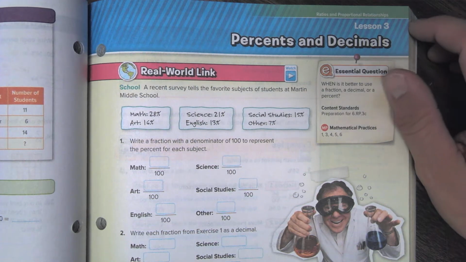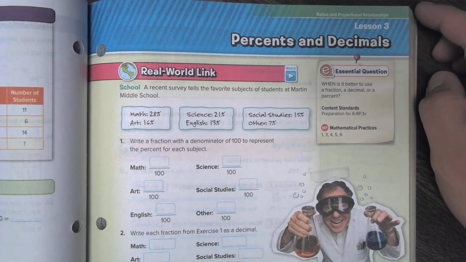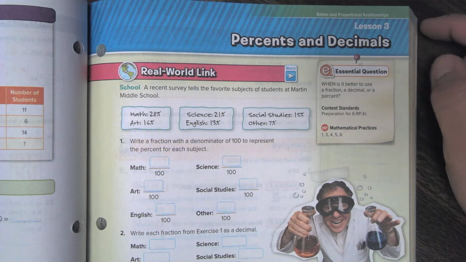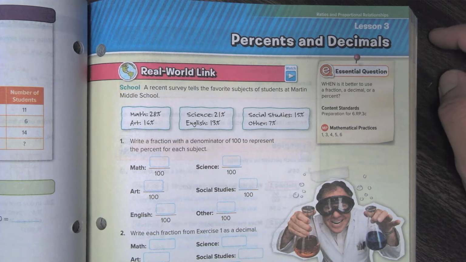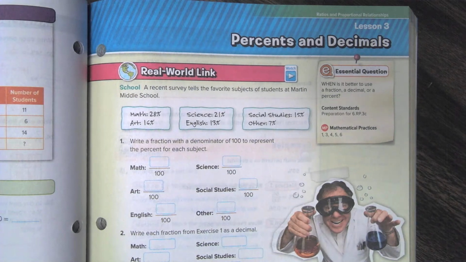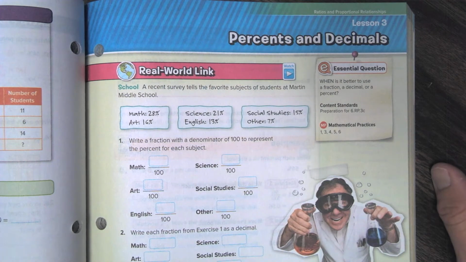All right, so we are going to move into Chapter 2, Lesson 3, which is all about percents and decimals. The last couple of lessons, we worked with fractions and percents, and also fractions and decimals. So now we're going to be working with just the percents and decimals.